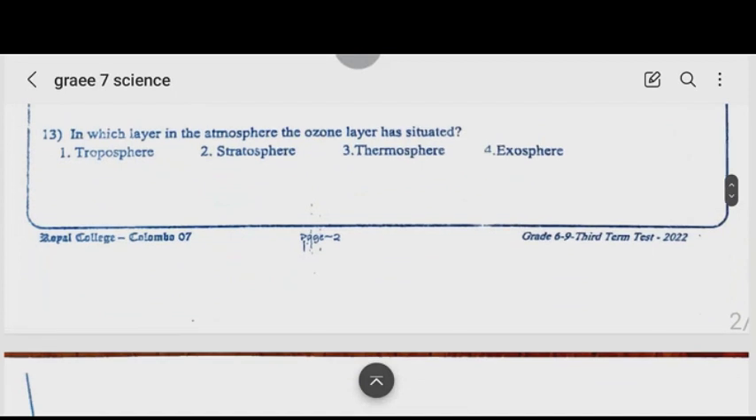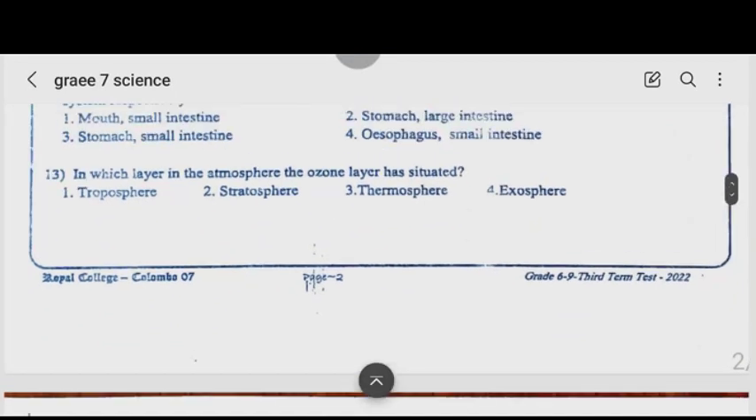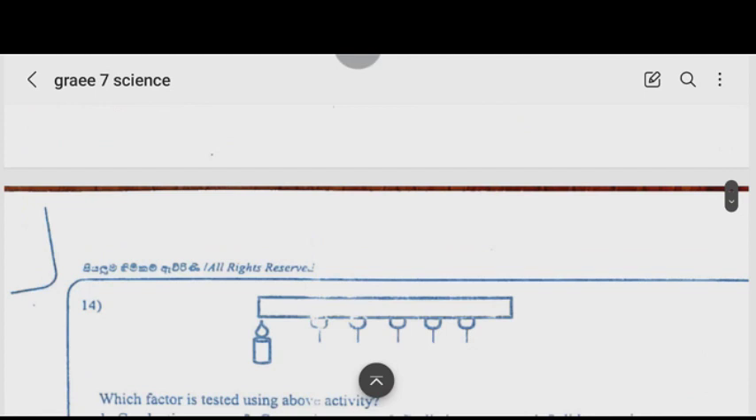Right. Number 13. In which layer in the atmosphere is the ozone layer situated? Yes, what is the layer? Is it thermosphere? Is it exosphere? No, teacher. Then what? Stratosphere. Yes, it's in the stratosphere. Clear, Sashmika? You also mark stratosphere. Yes, teacher. Right. For the 13th question, number 2 is the answer.